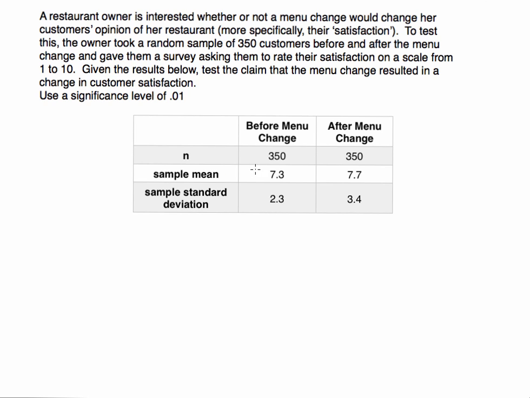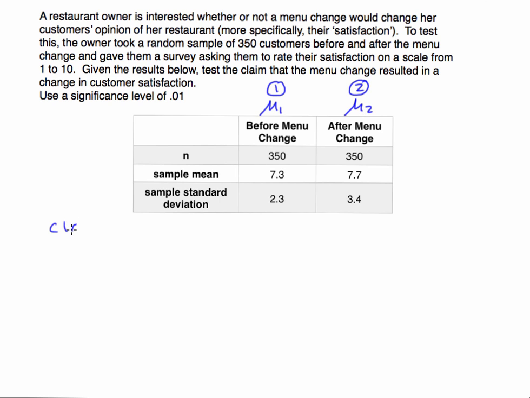In this particular example, we're going to call the menu before the change grouping 1, and we're going to use mu1 to represent the population mean associated with this sample. And then over here, we're going to associate the after the change. This is the second sample. We're going to use mu2 to represent the mean score after. So what we want to look at is whether or not there is a difference between the means.